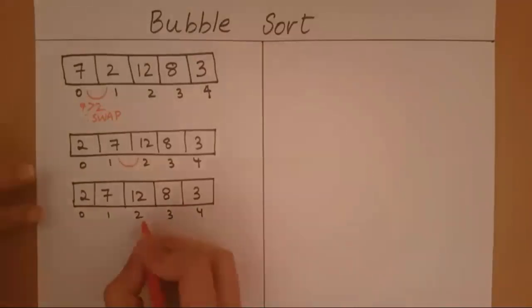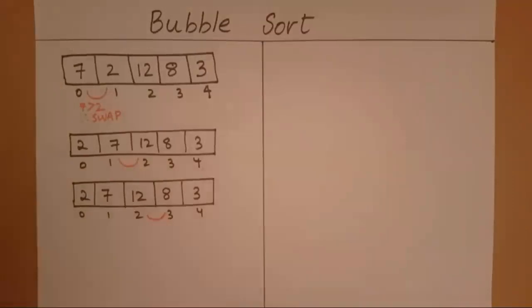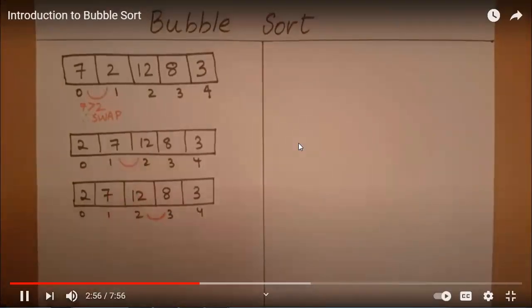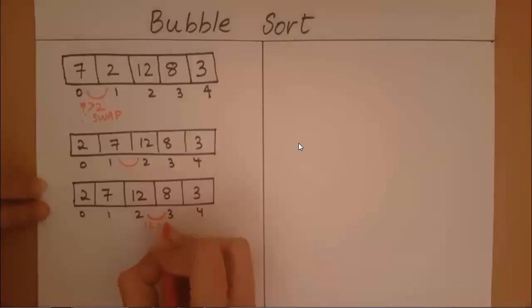So this time we are going to compare the element at index 2 and the element at index 3. 12 is greater than 8. So we want 12 to come after 8, but it's not in the correct order as of now. So what will we do? We will swap these elements.